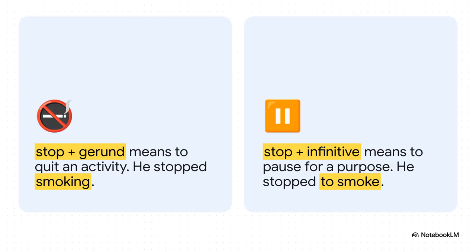If you say, he stopped smoking, it means he quit the habit, probably for good. But if you say, he stopped to smoke, that means he was walking or driving, paused what he was doing in order to light a cigarette. See that huge difference? One is about quitting an activity. The other is about pausing for a purpose.